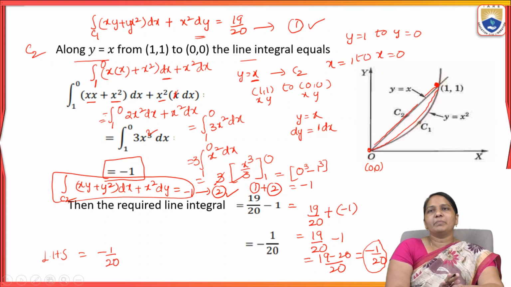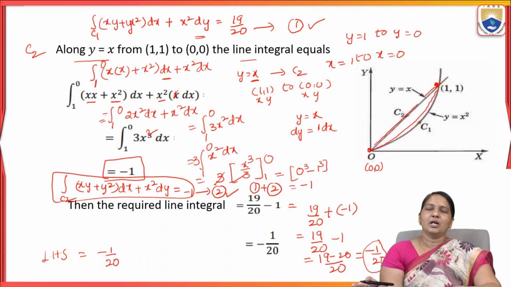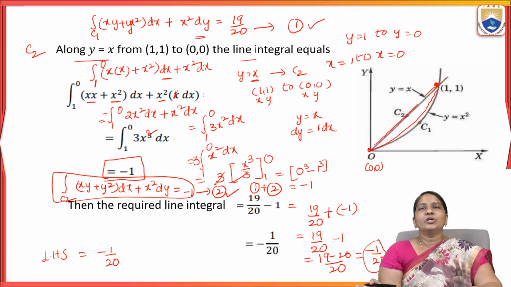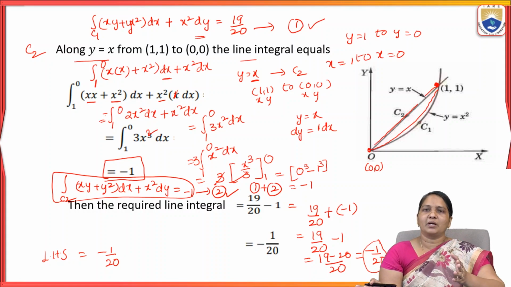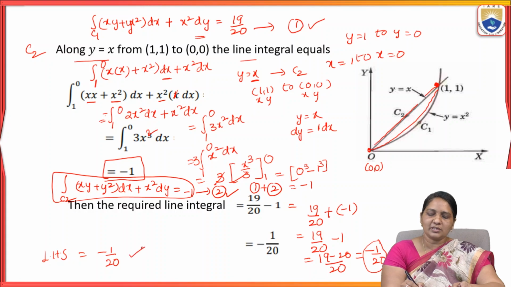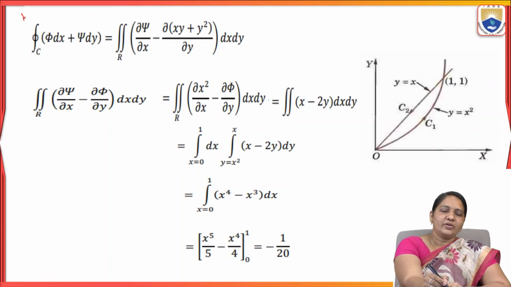So the LHS part is completed. For the verification, we need to calculate the RHS part also. Then we can show that LHS equals RHS to verify Green's theorem. Now this is our verification; I am doing the verification now.